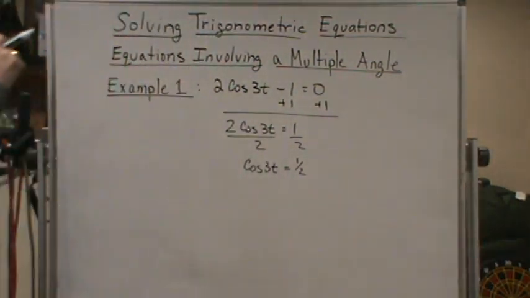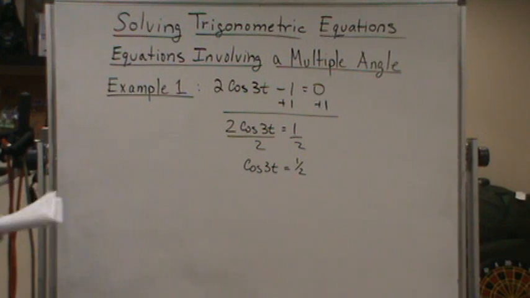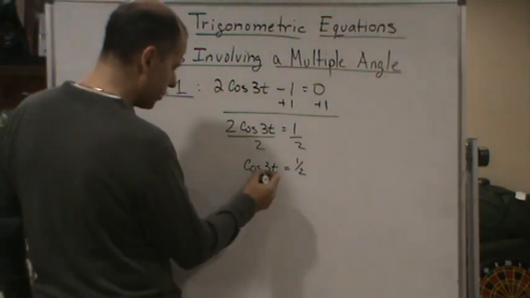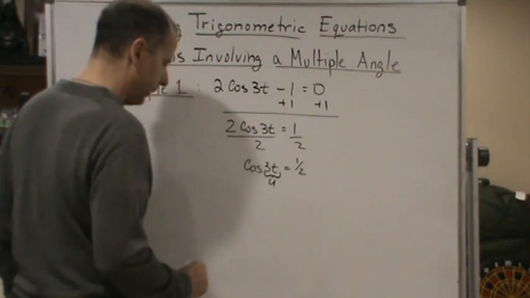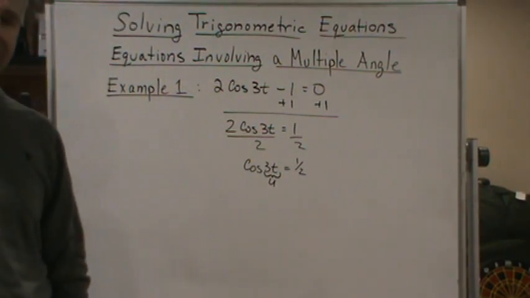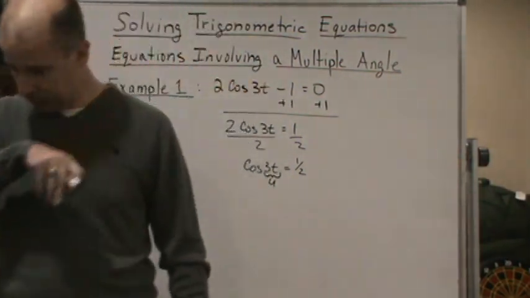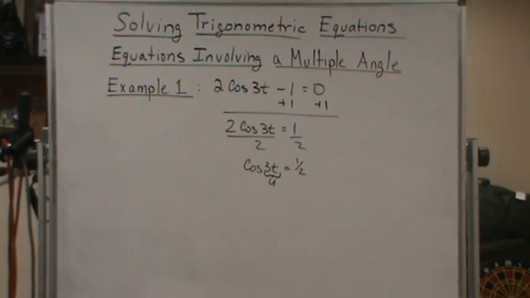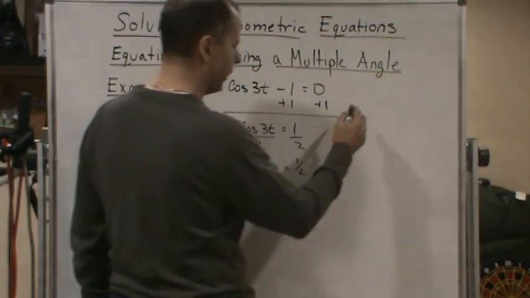Now, I've talked about u substitutions before, right? So if I just look at this angle and think of it as u, what angle of cosine, cosine of what angle equals 1/2? Just think about that. Well, this would have to be a 60-degree angle.